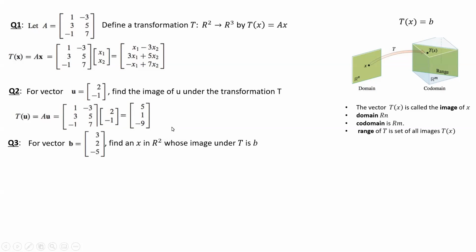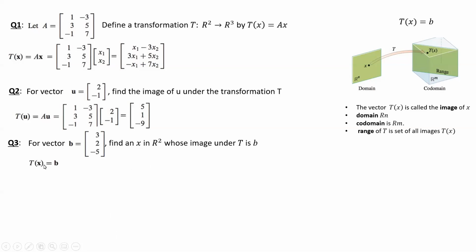Okay, so now what if we are given an image and we're looking for the vector X which produces this image? Let's see how we can deal with that problem. In question 3 here, we are given the image, a three-component vector b. And what we're looking for is a two-dimensional vector X, which when multiplied by matrix A will give us this vector b, or whose image under transformation T is vector b.